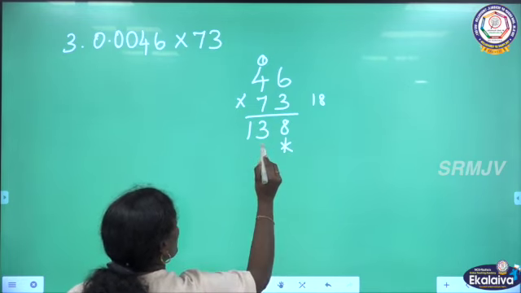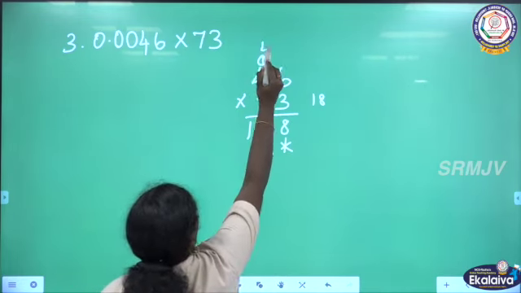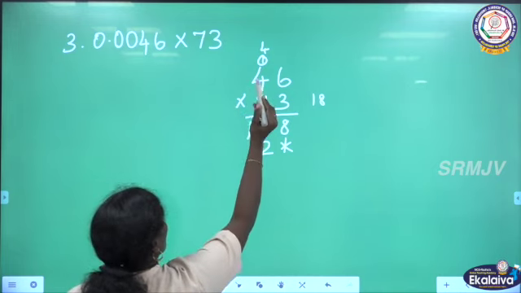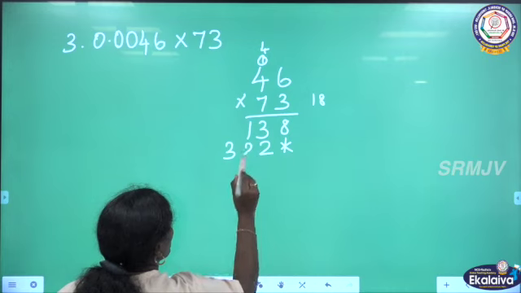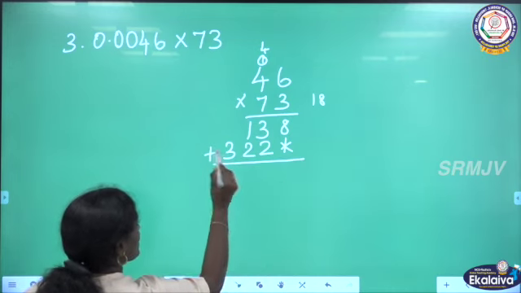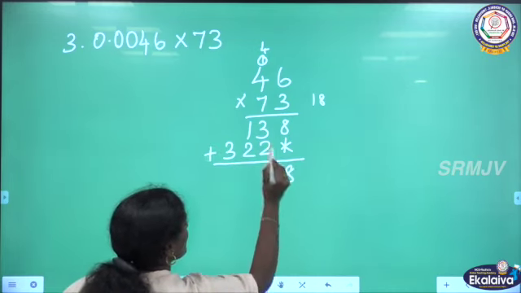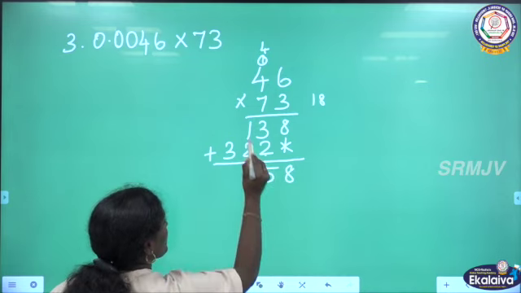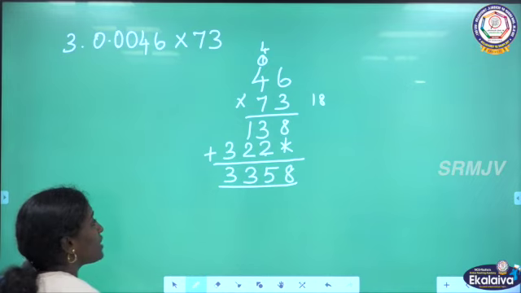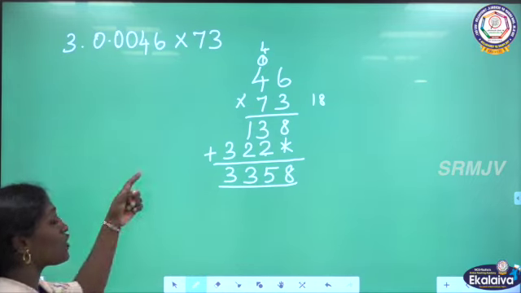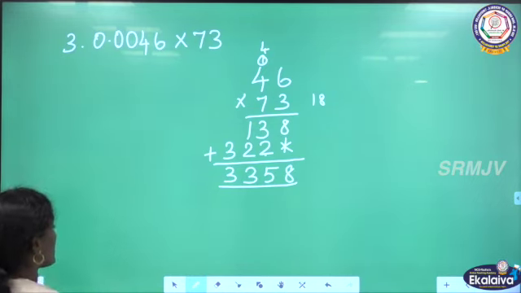6 7s are 42. 2 here, 4 carry over to the next place. 7 4s are 28. 28 plus 4, 32. Now we have to add these two. Here 8, 3 plus 2, 5. Here 1 plus 2, 3. Here 3. 3,358. This is the product of 46 and 73.